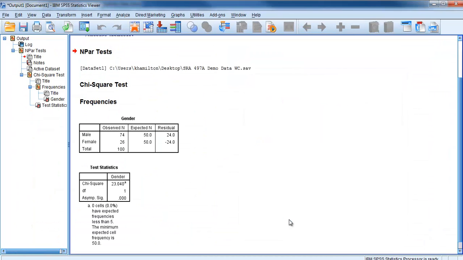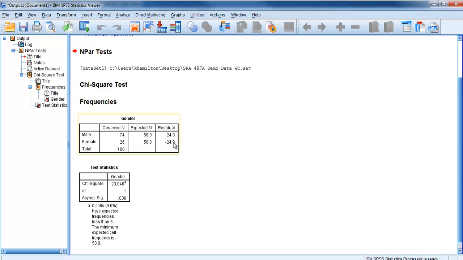Your output will look like what's displayed here. SPSS will show you a computed chi-square value, its statistical significance, the observed frequencies of the data, the total sample size, or N, the expected frequencies of the data, and the residuals.